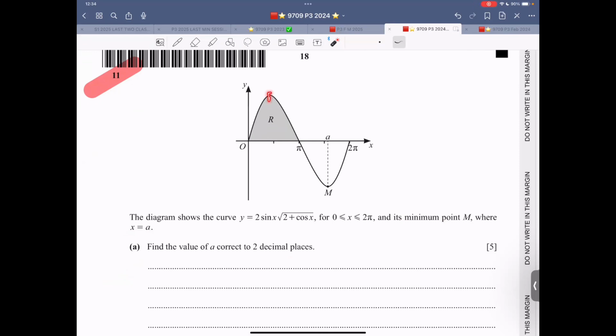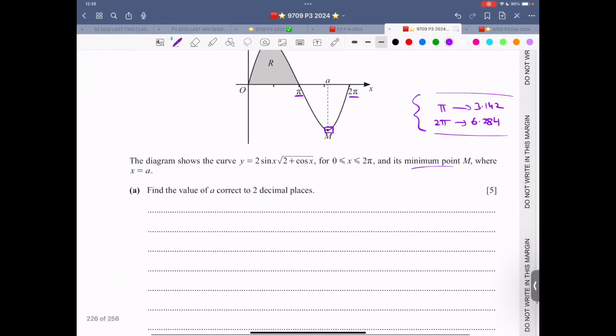Now, you see a turning point over here. You see a turning point over here. So we would choose the one that lies between this and this. Pi is 3.142. 2 pi is 6.284. So keep that in mind, that choose between these two. Of course, you have to do differentiation. You have to do the product rule.